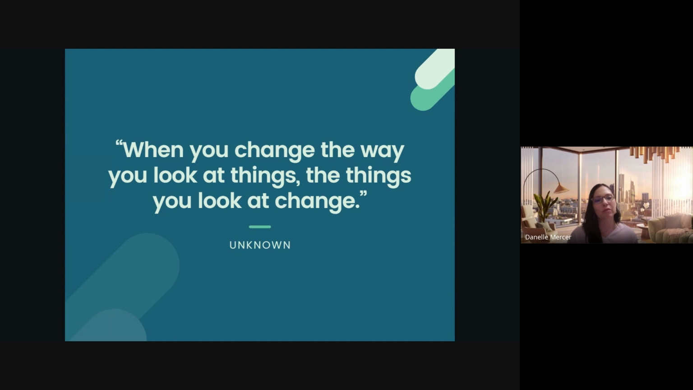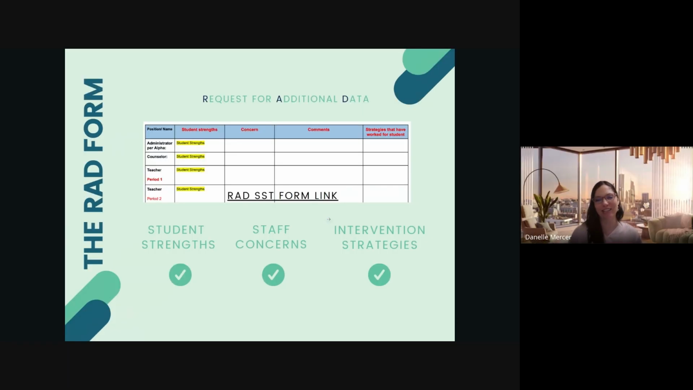Okay, so for another quote, "When you change the way you look at things, the things you look at change." Unknown author. We're really addressing that change and what we're trying to talk about here, right? We're trying to get the student on a different path. So kind of going more so on this RAD form.